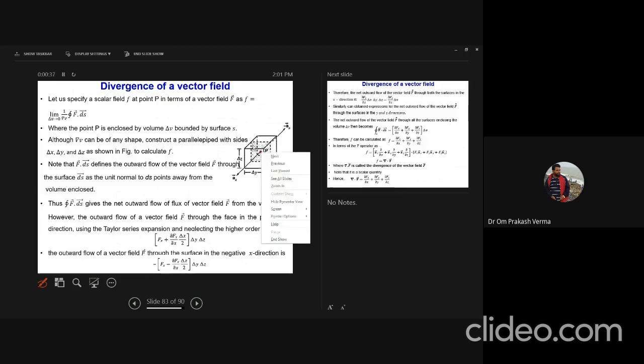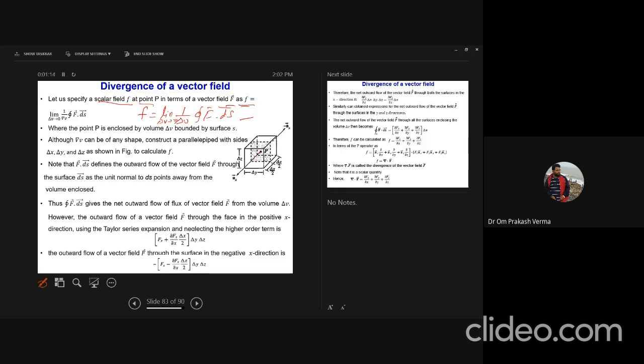Let's say there is a point P. We specify a field F at point P, in terms of a vector field, right? So we can write F vector is equal to 1 upon delta V, limit delta V tends to 0, of the integral of F dot ds, right? What it means, I will try to explain to you.